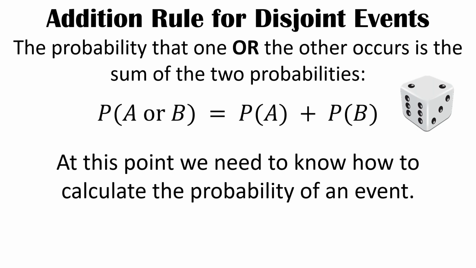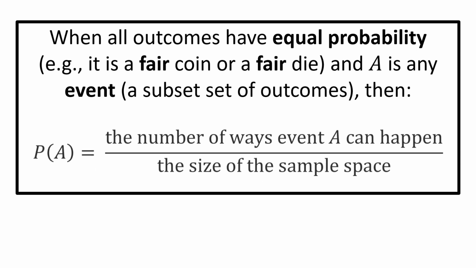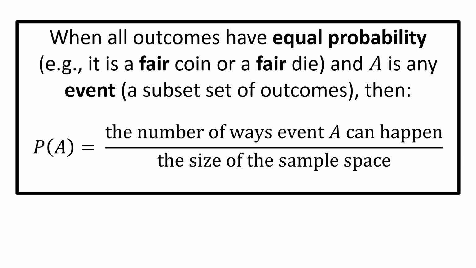So at this point, we need to know how to actually calculate the probability of an event. So we're going to talk about that next, and then we'll come back to this addition rule for disjoint events. So when all outcomes have equal probability, and A is any event, then the probability of A is just the number of ways event A can happen divided by the sample size.